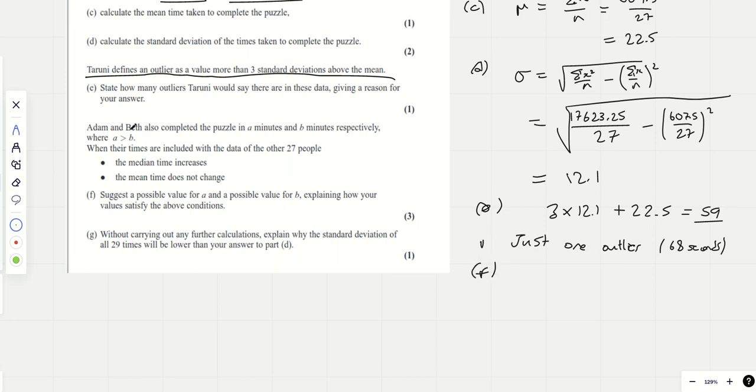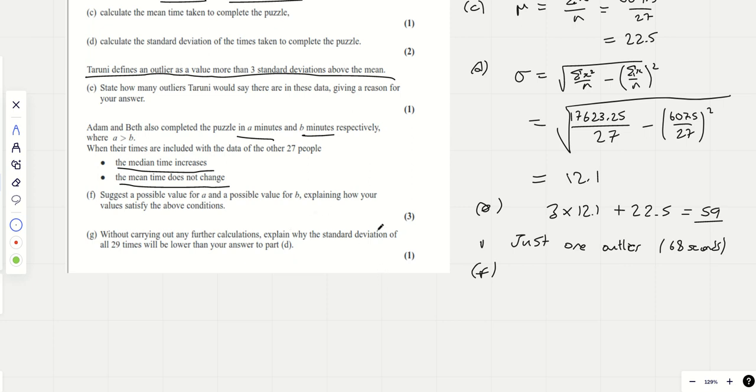Okay, Adam and Beth also completed the puzzle in A minutes and B minutes respectively, where A is greater than B. When the times are included with the data of the other 27 people, the median increases, but the mean doesn't change. Interesting. Suggest a possible value for A and a possible value for B, explaining how your value satisfies the above conditions.